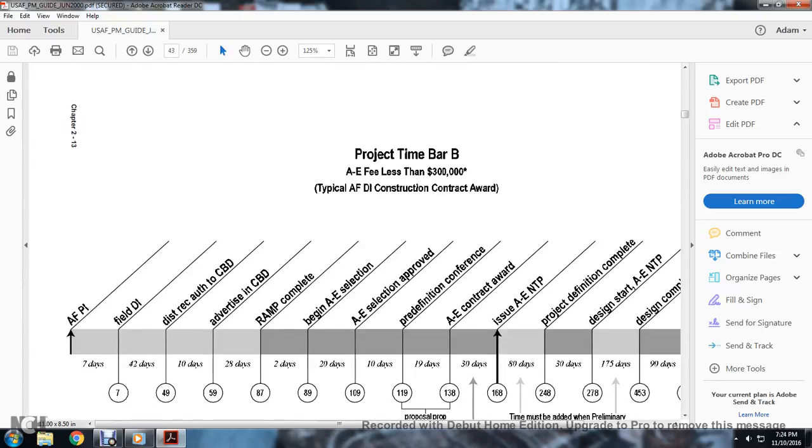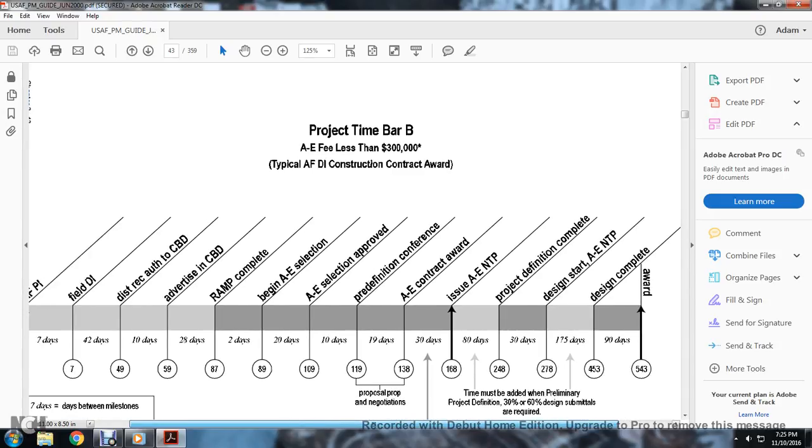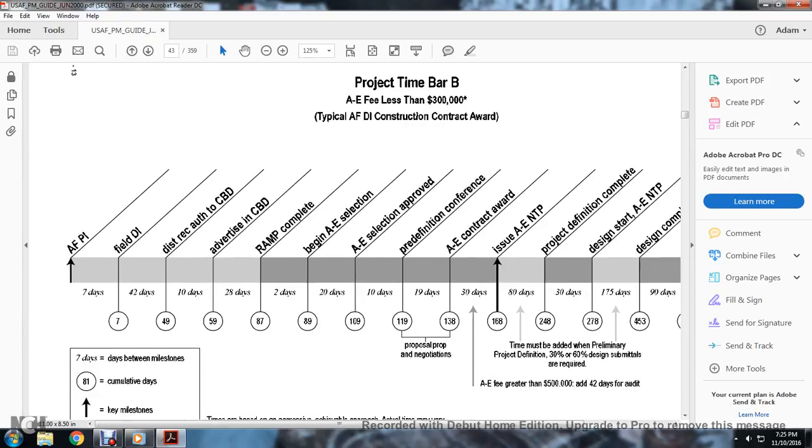Project type B bar, A&E fees less than $300,000. Typical AFI design instruction to construction award. AFI field design instruction decision, requesting authority, CBD advertising, CBD requirement and management plan completion, beginning A&E selection, A&E selection, pre-definition conference, A&E contract award, issuing the A&E NTP, project definition completion, design start, A&E NTP and design completion, and the award. 7 days between milestones, 81 cumulative days, keystone milestones. Proposal and negotiation time must be added, preliminary project definition and 35 to 60% design submittals are required. For an A&E fee greater than $500,000, an audit of 42 days.